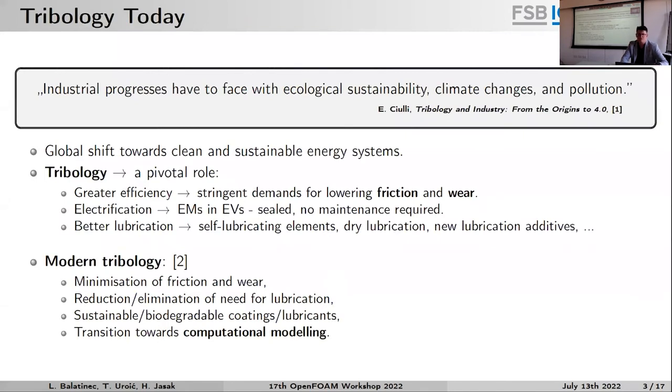So I always like to start with a quote from an overview of tribology from its origins to Industry 4.0, which says that industrial progresses have to face ecological sustainability, climate changes, and pollution. And this shows us that there's a global shift happening towards clean and sustainable energy systems. So this is important because it shows that tribology has a pivotal role in achieving greater efficiency, meaning having stringent demands for lowering friction and wear in electrification, where tribology is very important in the design of electric motors in electric vehicles, which once produced should be sealed and should require no further maintenance. And lastly, in achieving better lubrication, meaning designing safe lubricating elements, dry lubrication, and some new lubrication additives.